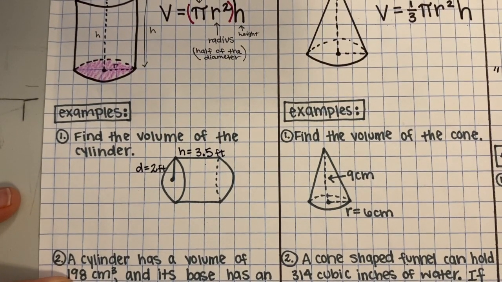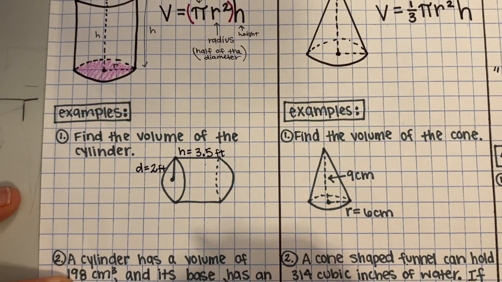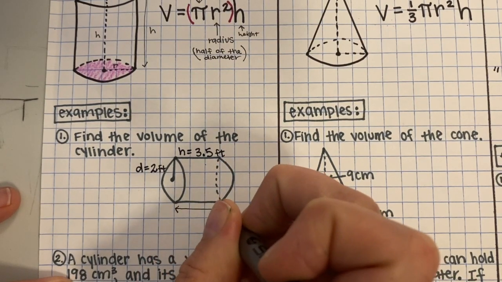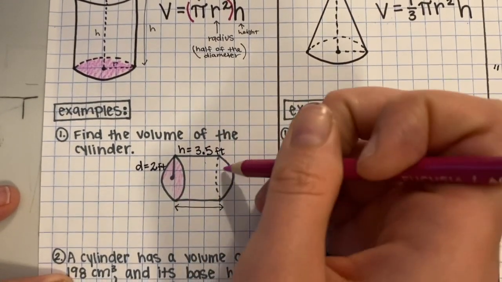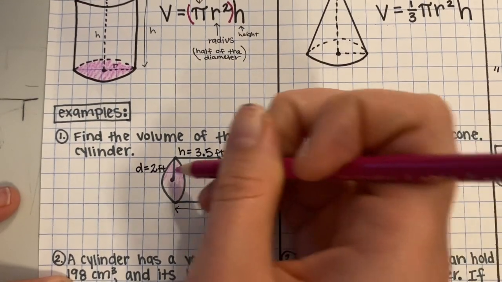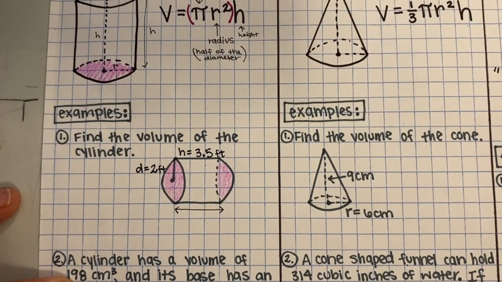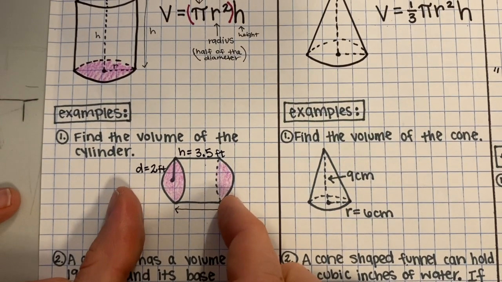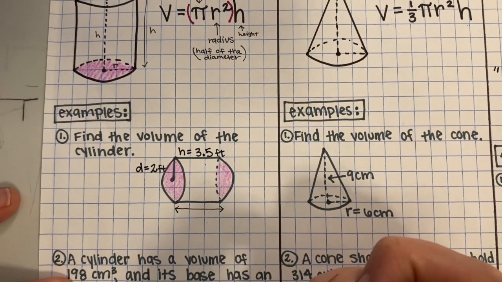So in this example, it says find the volume of the cylinder. It gives me my height and it gives me a diameter. So what I need to remember, if they don't have this labeled for me, is that from one circular base to the other circular base, that is my height. And even though that might sound like known knowledge, we just don't want to label the height from here to here just because our cylinder's on its side. Your height is from one circular base to the other. So that, they told me, is 3.5 feet.